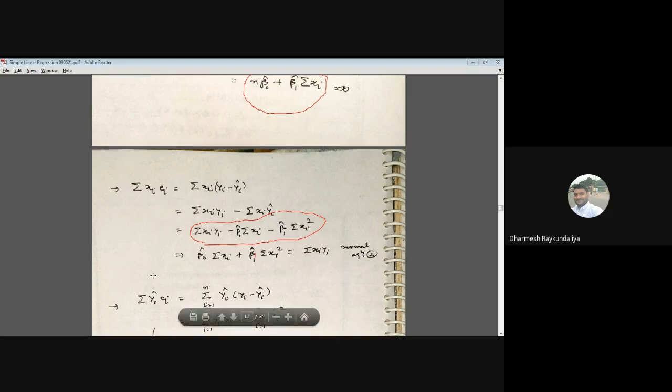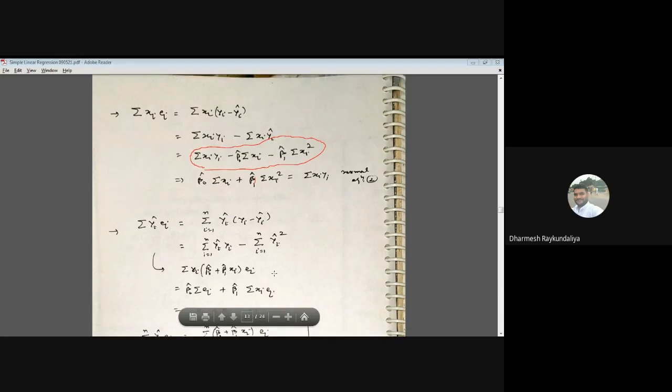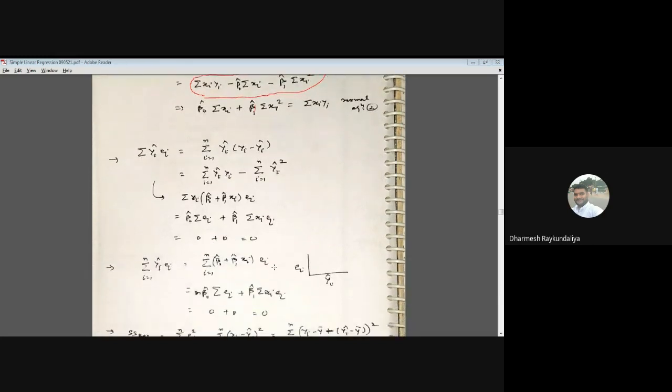And now third we prove yi cap into ei. So yi cap, what is ei? It is yi minus yi cap. Or you can prove in that way also, yi cap equal to beta 0 cap plus beta 1 xi into ei. Now beta 0 cap is constant, so summation ei is 0, and beta 1 cap is constant, so summation xi ei is 0. So that is how the summation yi cap ei is 0. Okay.